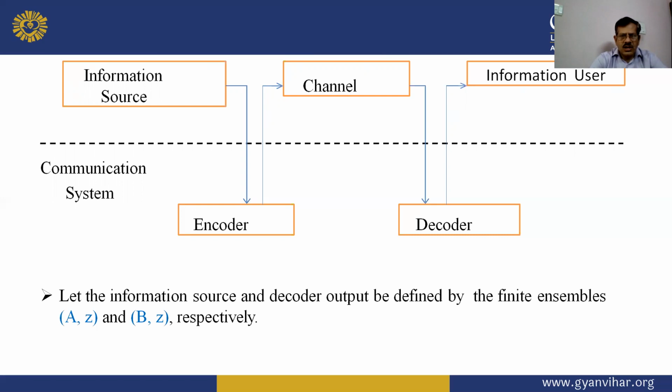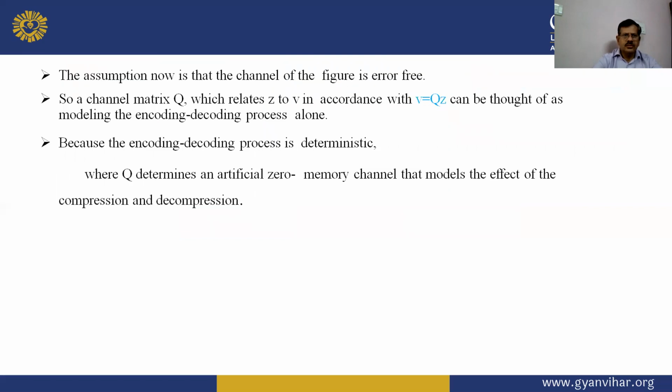The encoder encodes the information source, and the decoder decodes it back to the original information source. So let the information source and decoder output be defined by the finite ensembles Z and V respectively. The assumption now is that the channel of the figure is error-free.